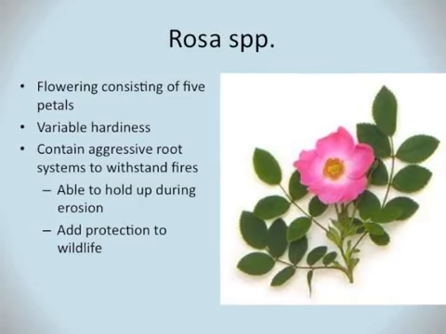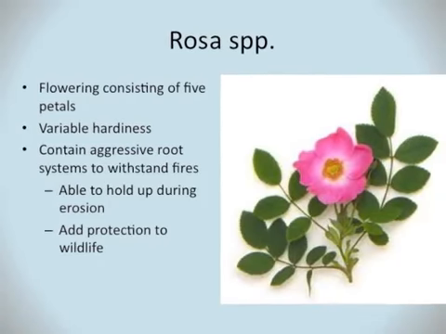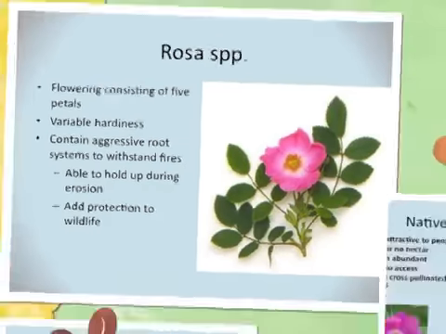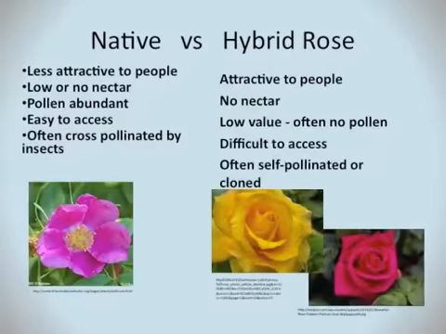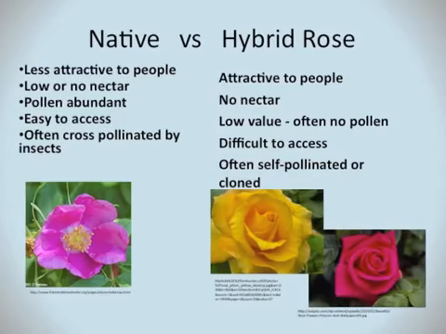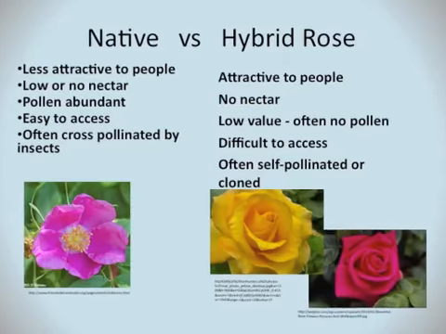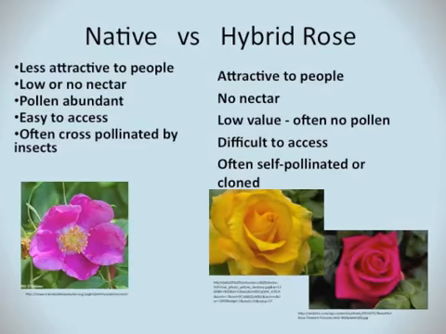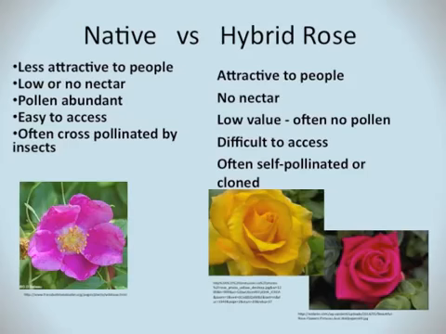Roses also have a very aggressive root system, which can help them resist fire and also reduce erosion, which is beneficial to their surrounding ecosystem. There's pros and cons to both native and hybrid roses, but it is important to remember that native roses provide a more accessible flower with slightly more pollen, whereas hybrid roses may be more attractive to people. They add basically no beneficial nutrients for pollinators.